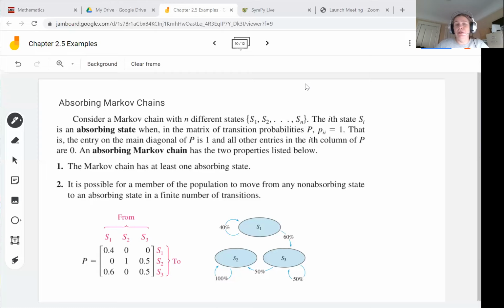So remember, the population is whatever we're studying. It doesn't necessarily have to be people. It could be money in different bank accounts, as we saw in an earlier example, or animals, or any other objects that we're moving around through these transition matrices.